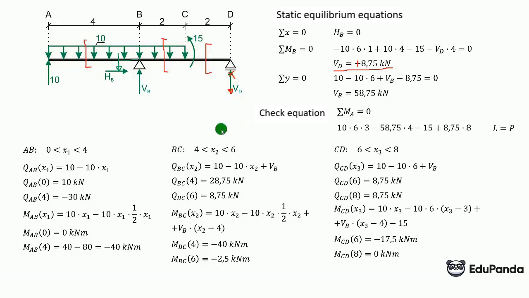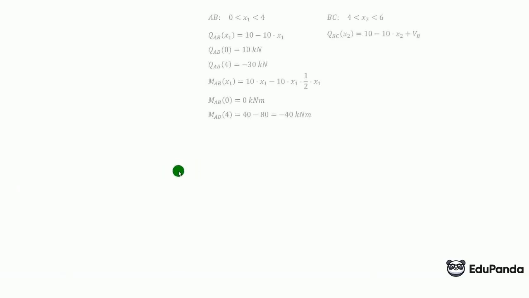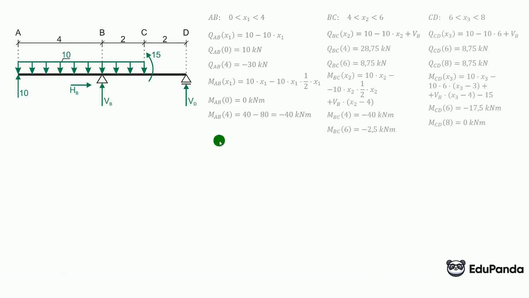So I will rewrite all these equations on the next slide. And we have our beam. Also the reactions. I will highlight what was mentioned earlier, that the reaction V does not act this way but this way. And it is positive. Now with that, I will create section DC.